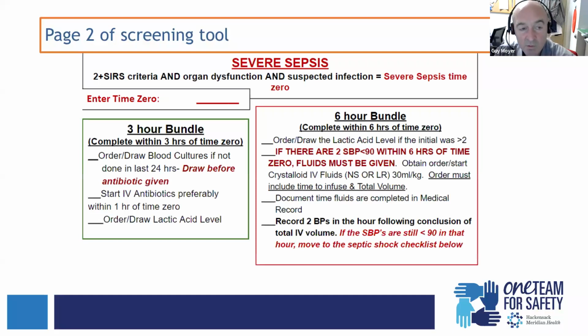So on your screening tool, it's two-sided. The second page of the screening tool gets into that severe sepsis mode. And severe sepsis is your 2 SIRS criteria, an organ dysfunction, and a suspected infection. That's your severe sepsis time 0. So you enter the time in that. You want to make sure everything was done within your 3-hour bundle.